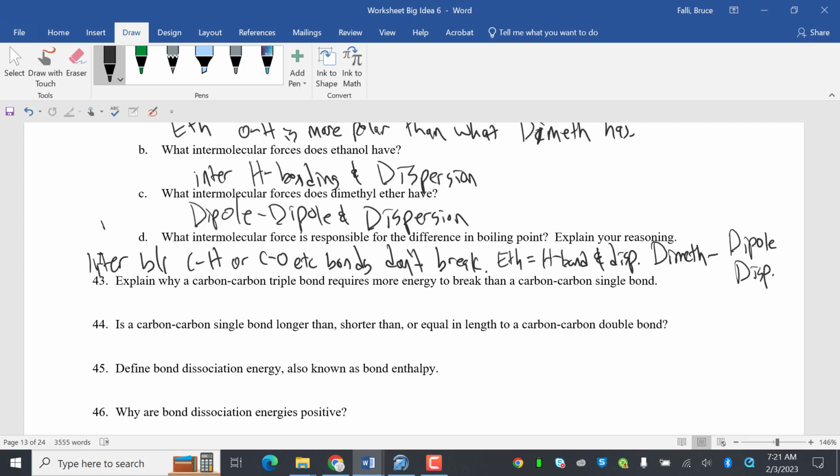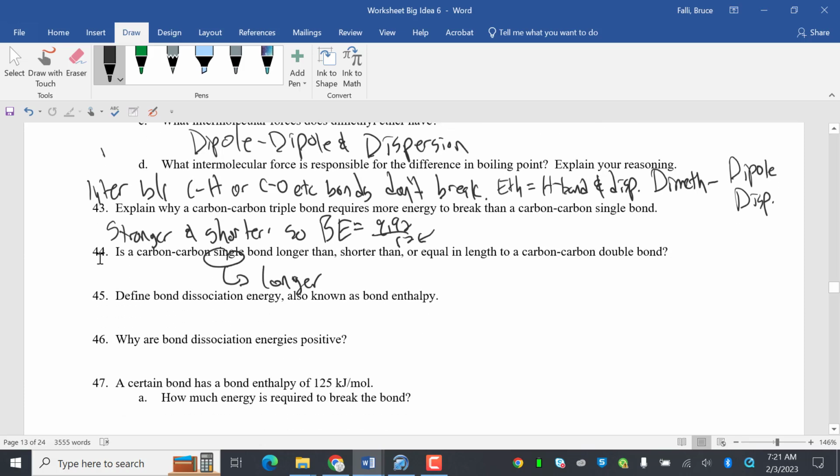Explain why a carbon-carbon triple bond requires more energy to break than a carbon-carbon single bond. It's stronger and shorter. So Coulomb's law says so. The radius part is in there. Is a carbon-carbon single bond longer than, shorter than, or equal in length to a carbon-carbon double bond? Single is longer.